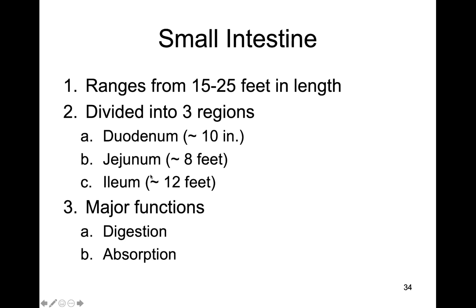The major function of the small intestine is digestion. Most of the digestion happens in the small intestine, and part of the absorption also takes place here. The esophagus transports the bolus from the mouth to the stomach, and then the acid in the stomach is going to sterilize the food. It's going to kill any bacteria that's there, and then it's going to be moved into the small intestine.